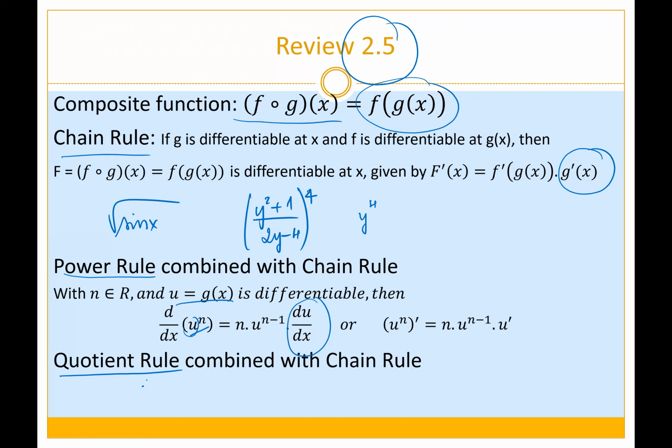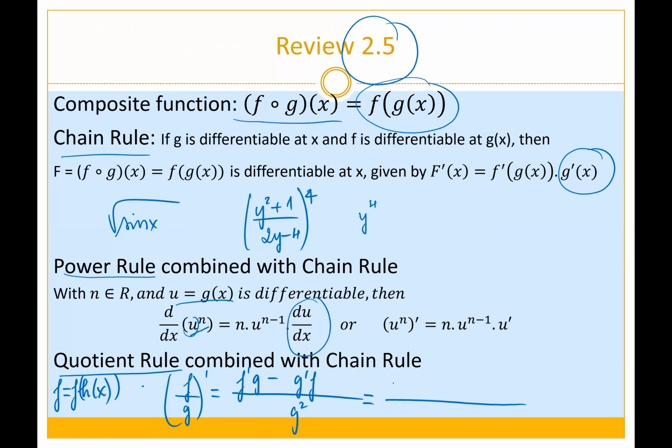Say f is a function of h(x). If you have f over g and you take the derivative, you have g squared down here, and f prime times g minus g prime times f. Now f prime is not just f prime; it's f prime of h(x). Because of the chain rule, you have to multiply by h prime of x as well, times g minus g prime f, all over g squared. So this is the additional thing when it comes to the quotient rule combined with the chain rule: it's just the h prime of x that you have to multiply.